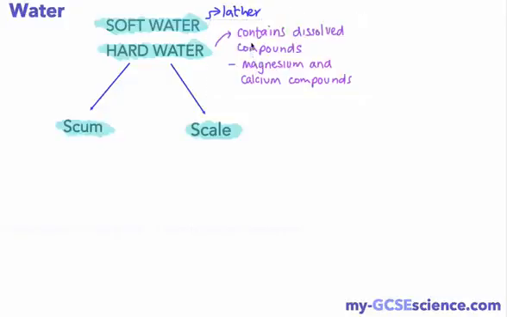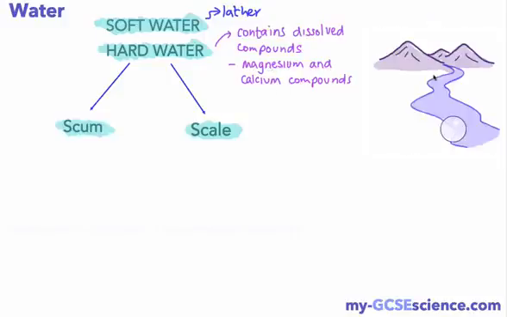Well, it contains dissolved compounds, and those are magnesium and calcium compounds. Those compounds are picked up when the water flows through rivers and streams, and it flows over certain types of rock which contain these compounds, and these compounds dissolve in the water from the rock and actually then get carried into reservoirs and find their way into our drinking water.